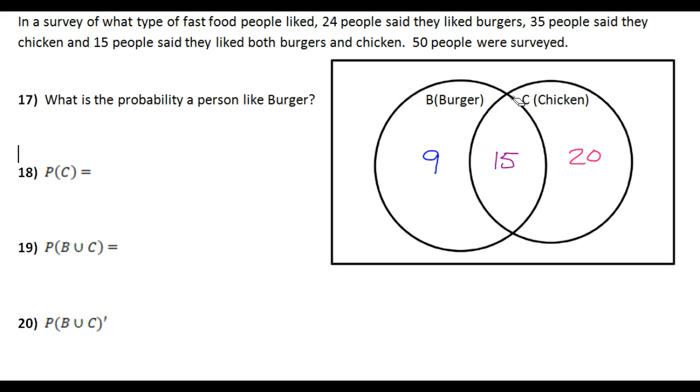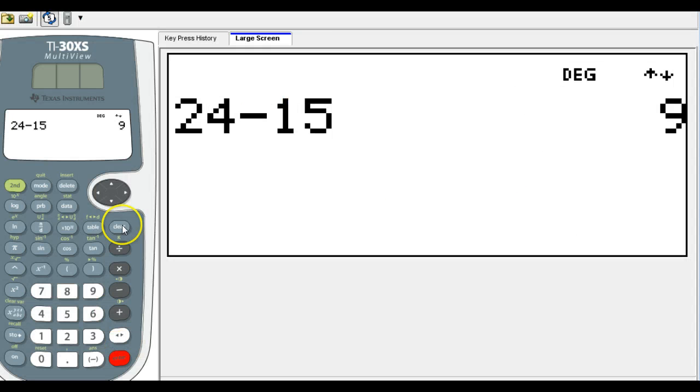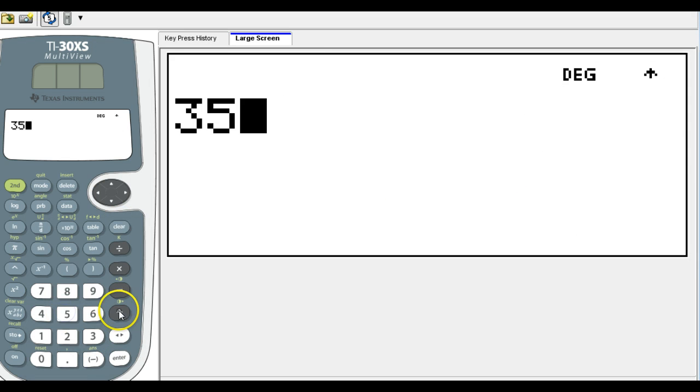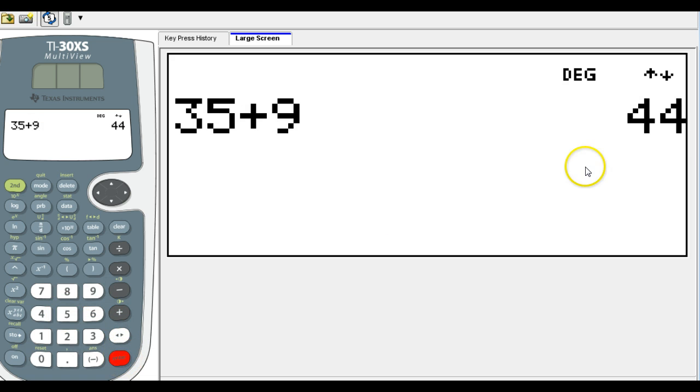Okay, now, do these three numbers add up to 50? Well, 20 plus 15, that's 35, of course. Now 35 plus 9, you see that that is 44. So that is not 50 still.